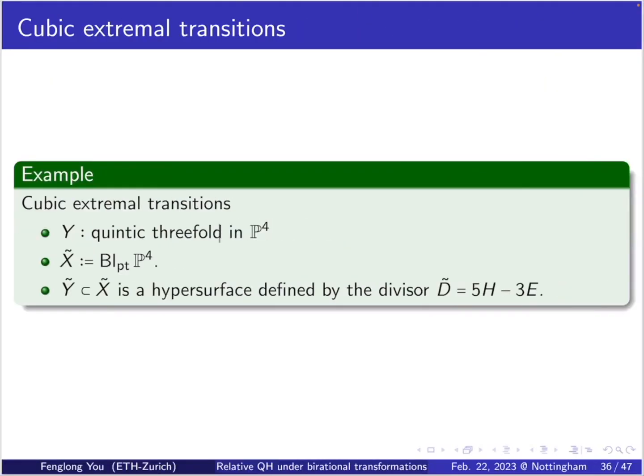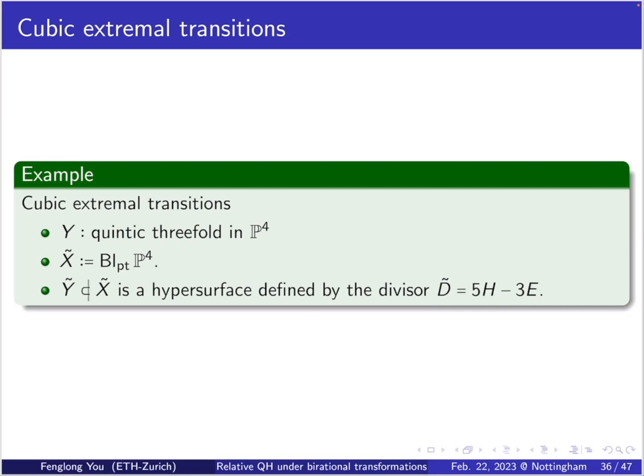A more specific example: if we have a quintic threefold in P4, and X is P4, X tilde is the blow-up of P4 at one point, then we can take Y tilde as the smooth Calabi-Yau hypersurface defined by the divisor 5H minus 3E. E is the exceptional divisor.